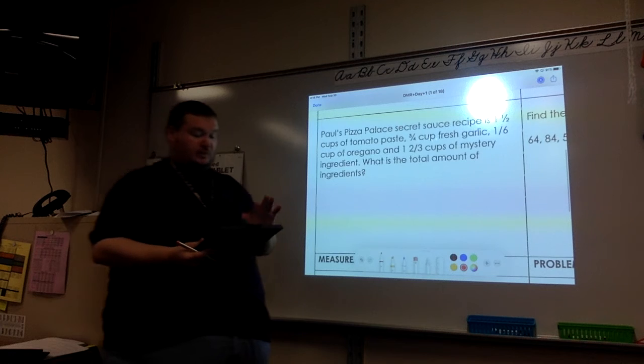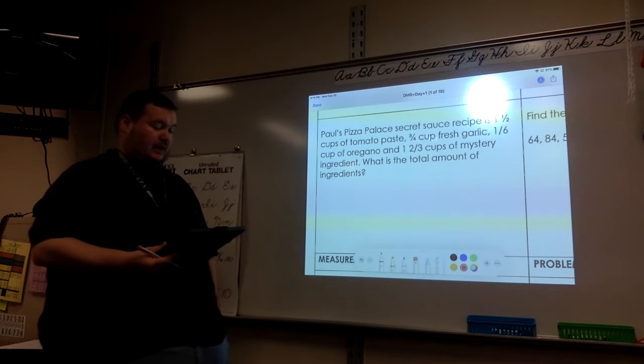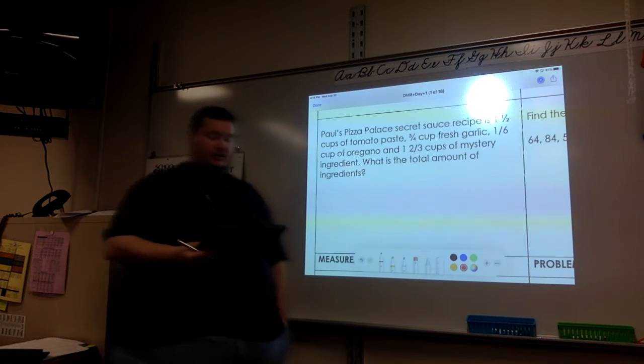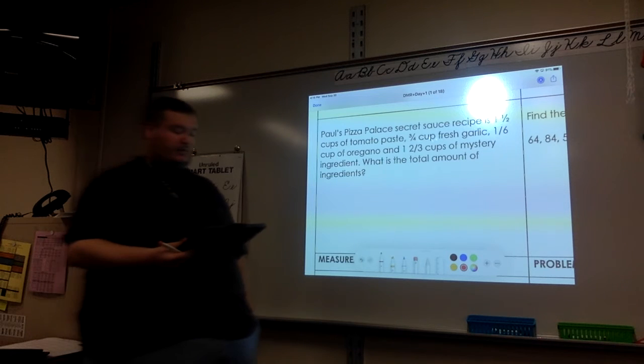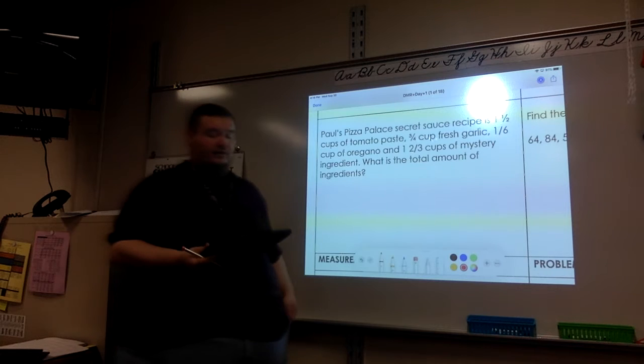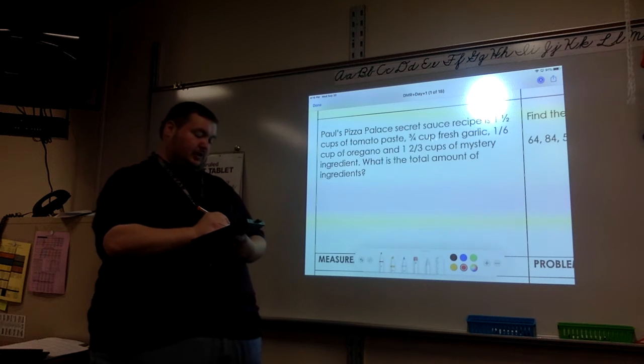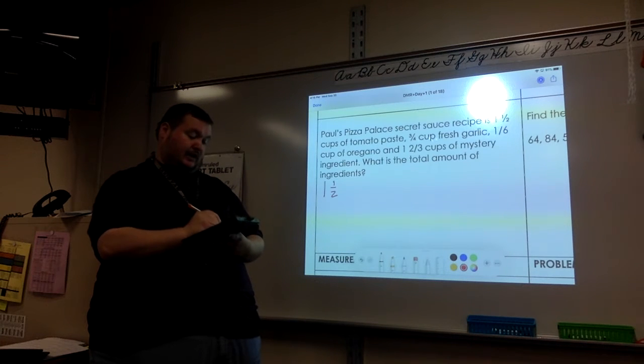Algebraic functions. Paul's Pizza secret sauce recipe is 1 1/2 cups of tomato paste, 3/4 cups of fresh garlic, 1/6 cup of oregano, and 2/3 cups of mystery ingredient. What is the total amount of ingredients? Again, this is an addition problem. We need to find common denominators.